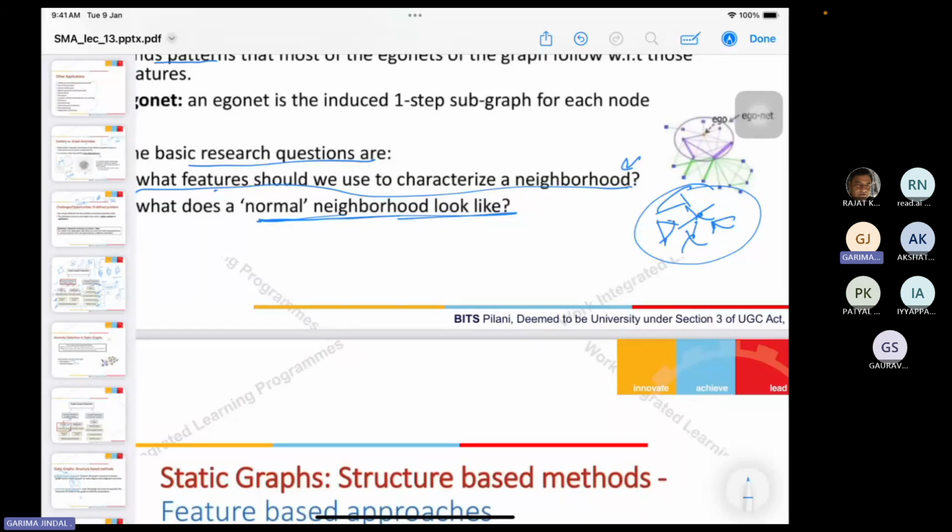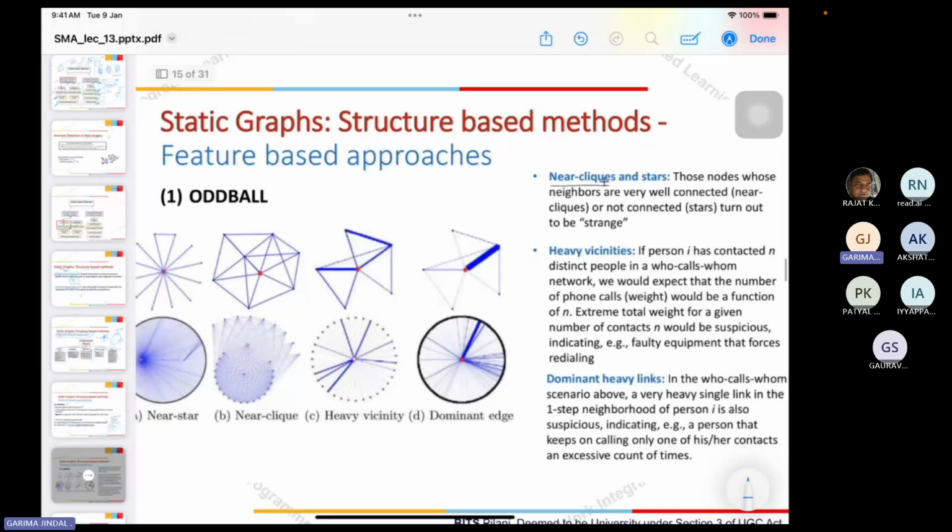Okay, so you need to define that normal neighborhood. So these are the two major questions you need to answer when you are trying to design a certain algorithm that is based on this.